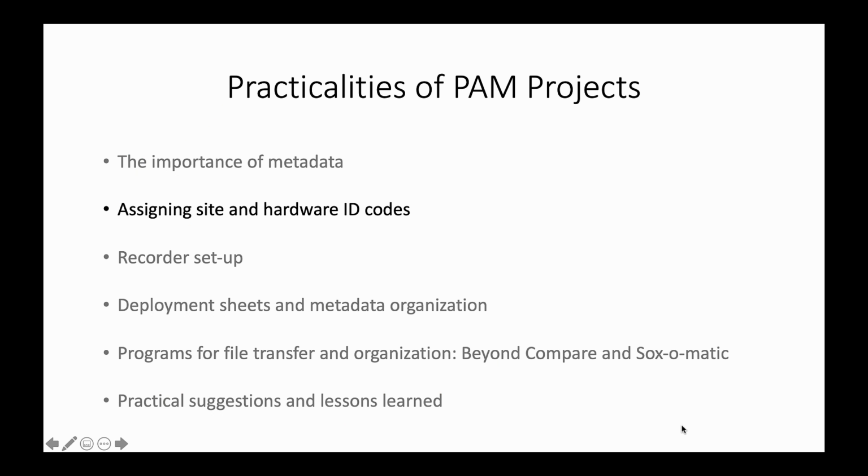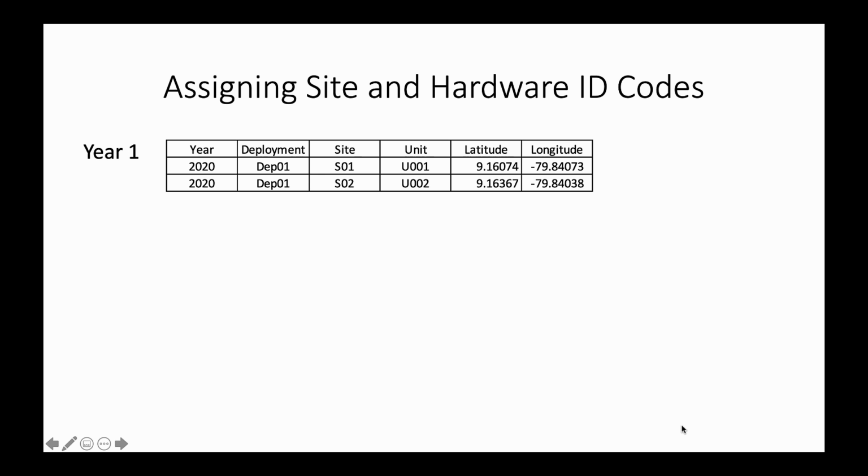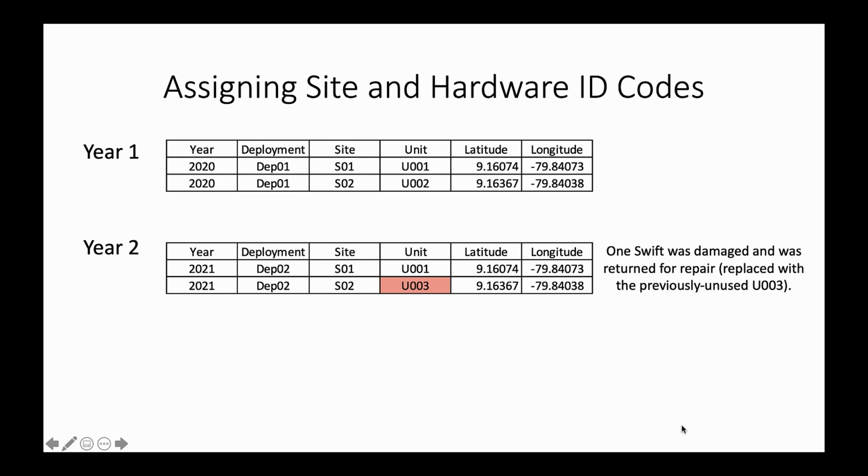The next thing we'll talk about is ways to assign site and hardware ID codes. There's a variety of ways to do this, but there are certainly some that can make your life easier or harder. To imagine why site and hardware ID codes might be useful, let's start by imagining the simplest possible recording design. So in this case, let's say that you have one deployment per season, and you have two sites, Site 01 and Site 02, and in each you place a recording unit, Unit 001 and Unit 002, and you have the latitude and longitude for each of those sites. This is about as straightforward as you can imagine, and relatively easy to keep track of at this point.